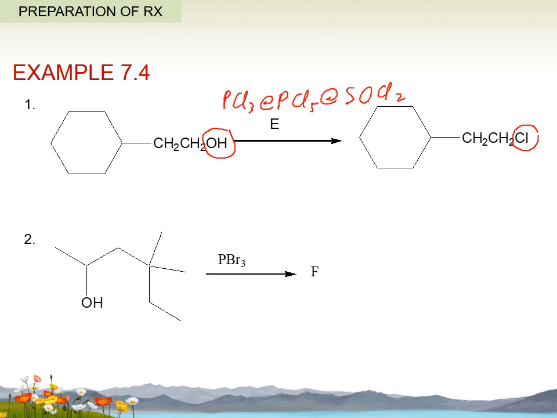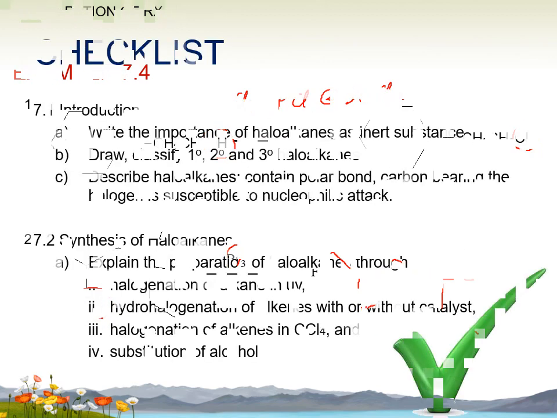Now let's look at the second question. We're going to replace the hydroxy group here with a bromine atom there. So all we have to do is just copy down the skeletal structure there, and we're going to replace the OH with Br. So this is the product F. Answer for question number 2, example 7.4.